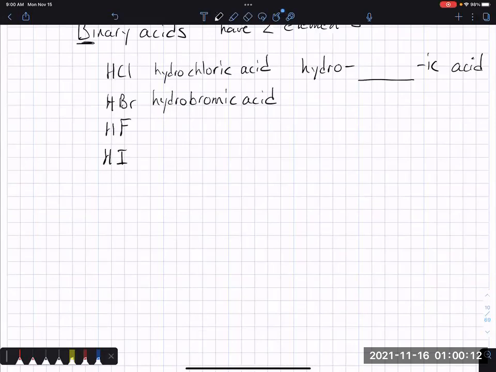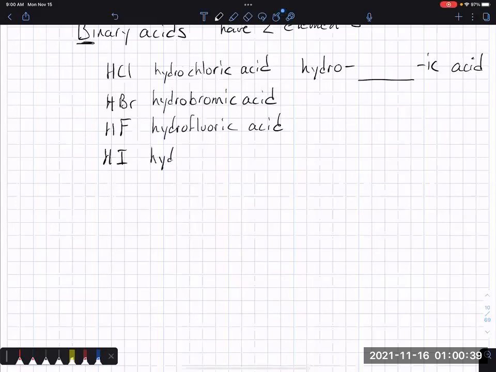All right, so how would you name this next one? Binary acid with fluorine. Hydrofluoric acid. Yep. Hydrofluoric acid. Yeah. And this last one. Hydroiodic acid.